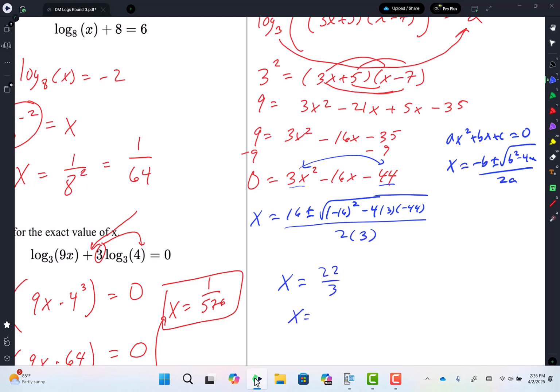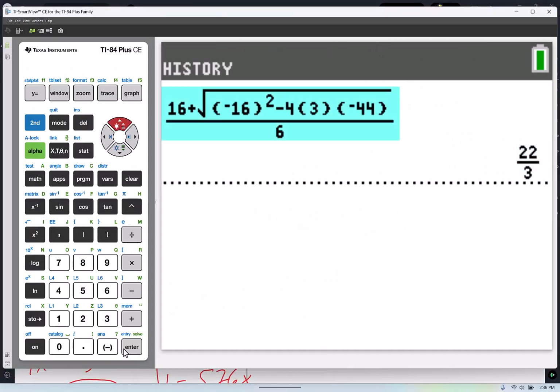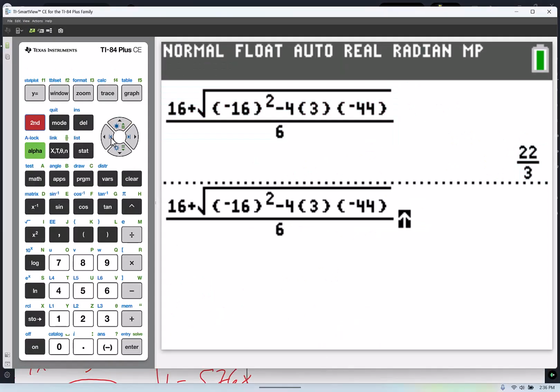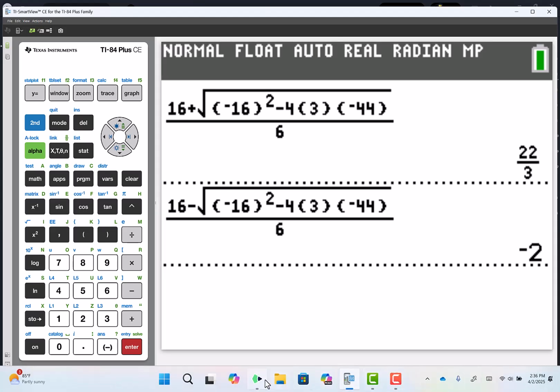And then let me change the plus to a minus. Enter, push math, frac, enter. But if you do it like this, it comes out as a fraction already. Negative 2 is the other one.